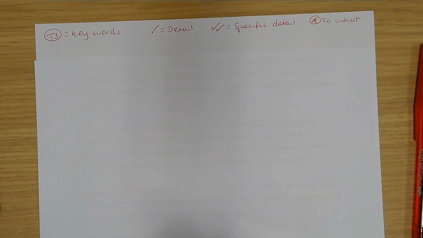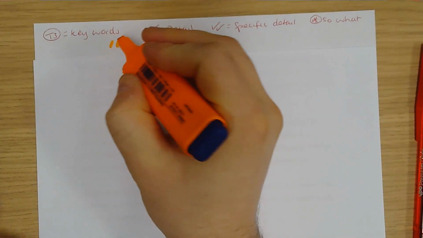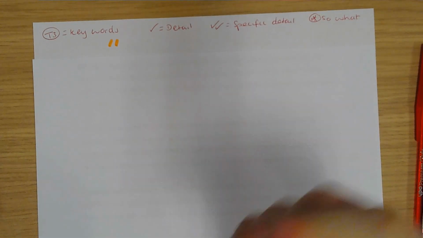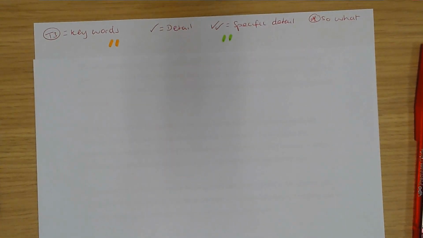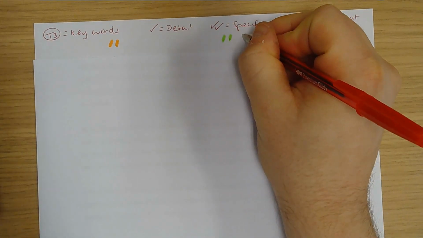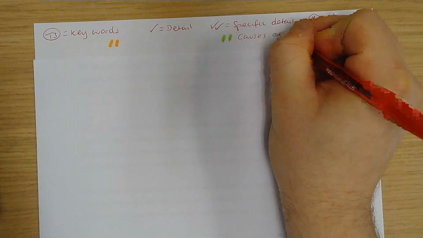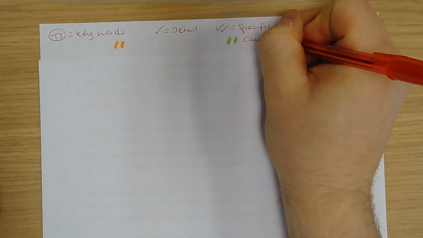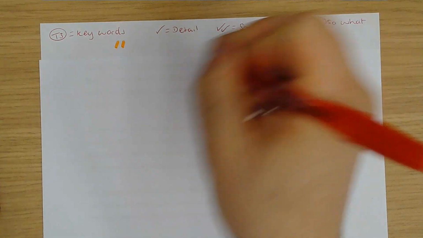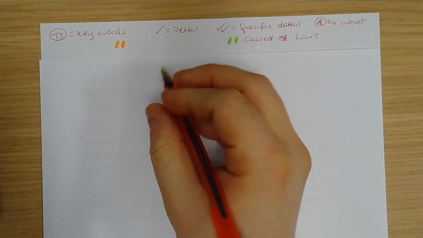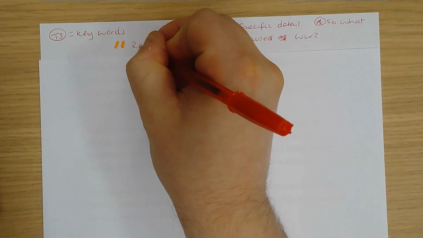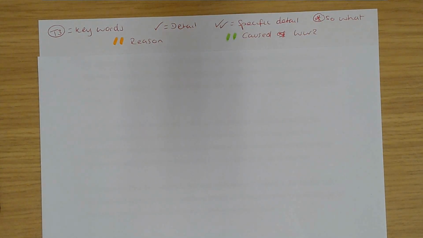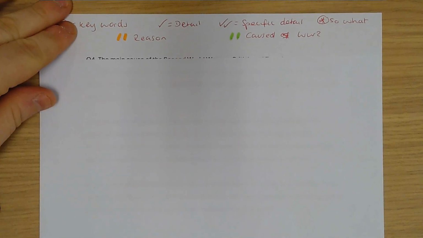And for this 16 marker, I need to know about 2 things that I'm going to use the highlighted colour. So I need to know about the causes of World War II and how it caused World War II, and I need to know about the reasons that caused World War II. So let's start by having a look.